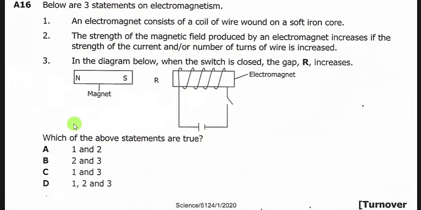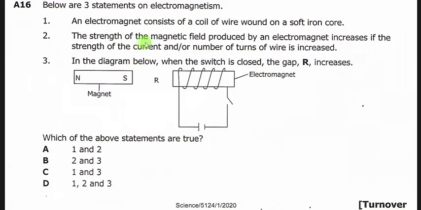So let's see. Statement number 1 says an electromagnet consists of a coil of wire wound on a soft iron core. That is true. We even saw the other question that we answered. So statement number 1 is correct. Then statement number 2, the strength of the magnetic field produced by an electromagnet increases if the strength of the current or number of turns of wire is increased. So statement number 2 is also correct.